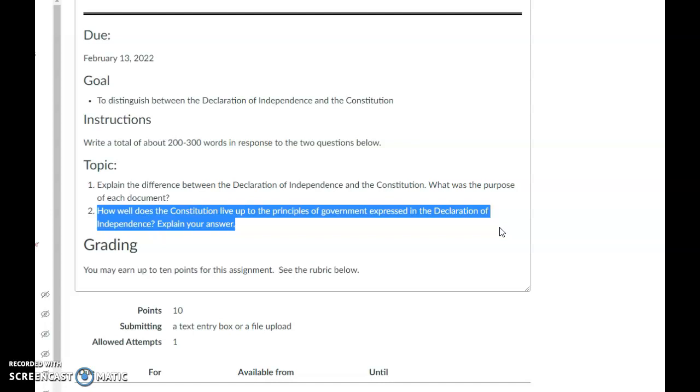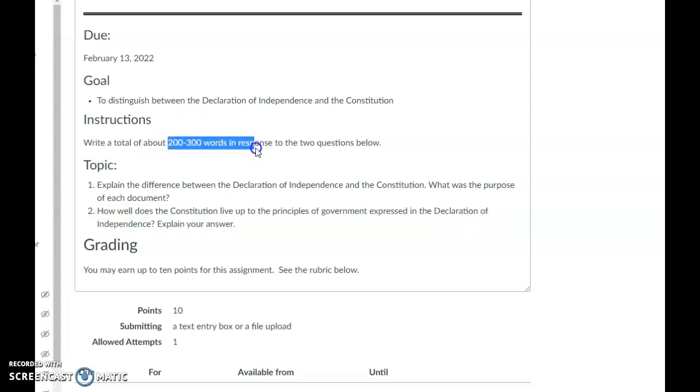And how does the Constitution achieve the consent of the governed? So look at the system of elections that are established. Give me at least one or two examples of how the Constitution lives up to or fails to live up to these principles of government. How well does the Constitution live up to the principles of government expressed in the Declaration of Independence? And explain your answer. Write about 200 to 300 words in each response to the two questions below.